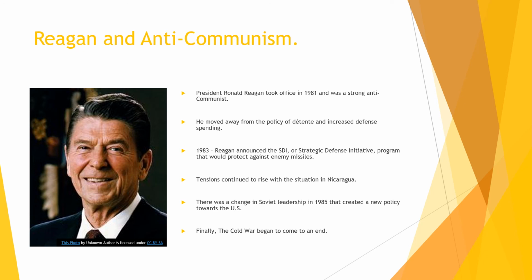But there will be a change in Soviet leadership in 1985 that created a new policy towards the U.S., and Reagan will also participate in talks with the Soviet Union. So finally, we will begin to see the Cold War come to an end at the end of the 1980s, and the Soviet Union will not be a communist nation anymore eventually, and we'll begin to see the fall of these communist nations and tensions between the United States and the Soviet Union.